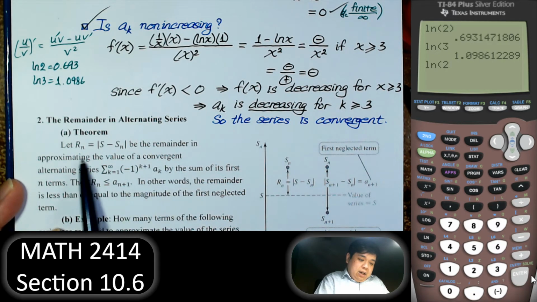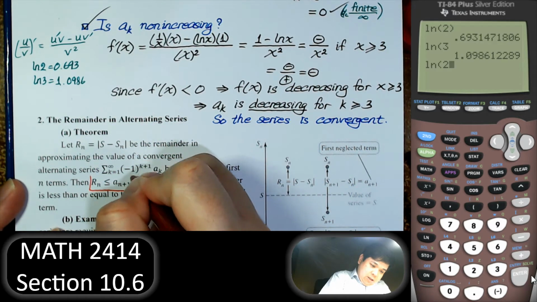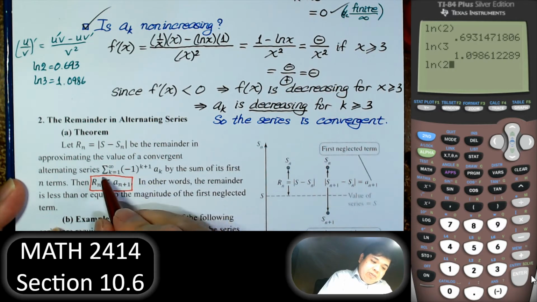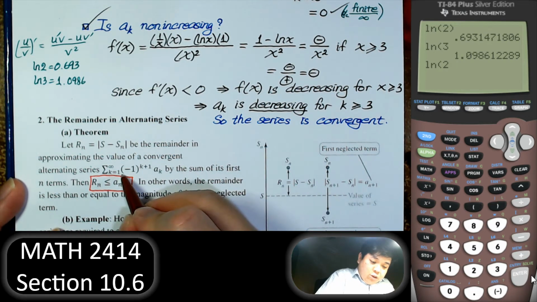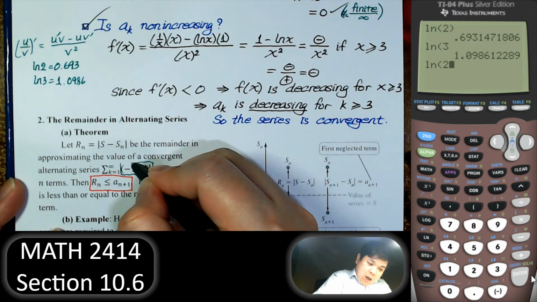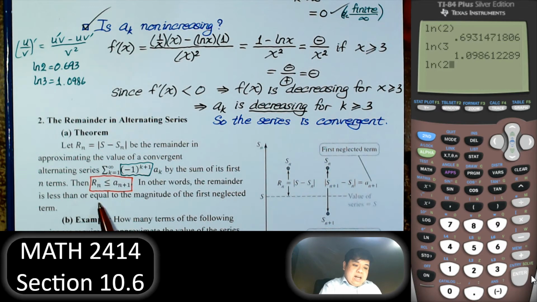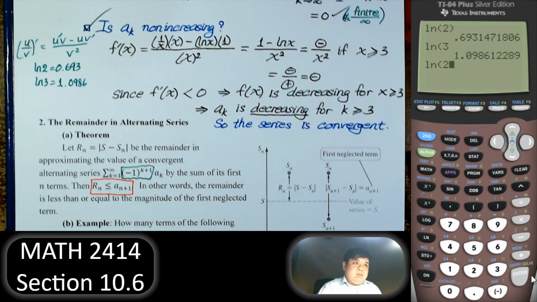If we denote the remainder by the sum of the first n terms, then R sub n is less than or equal to a sub n plus 1. We still have the alternating series, but we take away the negative 1 to the k plus 1. What's left in the series is h of k. And it says that the remainder, in terms of magnitude, is less than or equal to the next term. In other words, the remainder is less than or equal to the magnitude of the first neglected term.